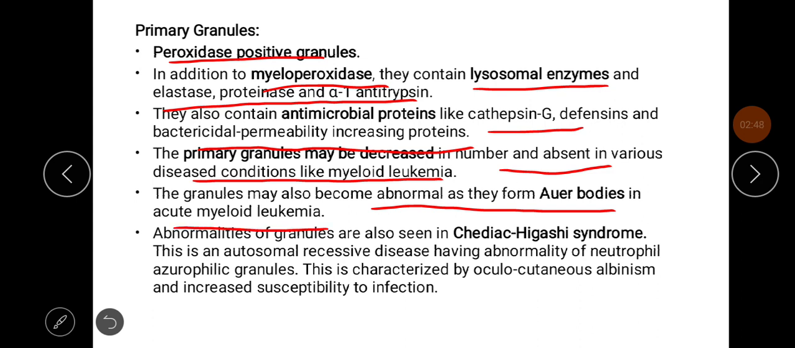Abnormalities of granules are also seen in Chediak-Higashi syndrome. This is an autosomal recessive disease having abnormality of neutrophil azurophilic granules. It is characterized by oculocutaneous albinism and increased susceptibility to infection.